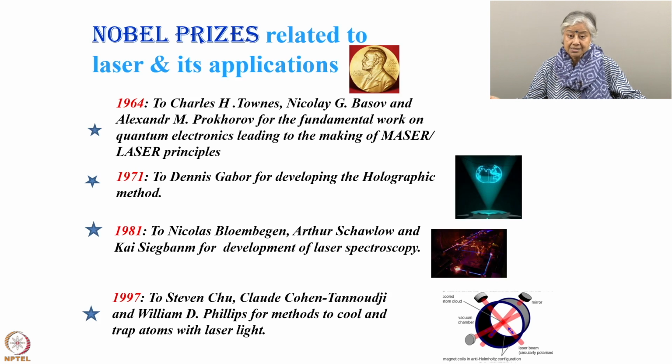Now, in maser, the M stands for microwave, and in laser the L stands for light, but they are referring to visible light mainly, and a little bit of the short wavelength maybe in the ultraviolet and a little long wavelength in the infrared. Okay. Now, the next prize came in 1971. These are all Nobel Prizes given in physics and for the topic of lasers. So, in 1971 it went to Denis Gabor for the development of the holographic method.